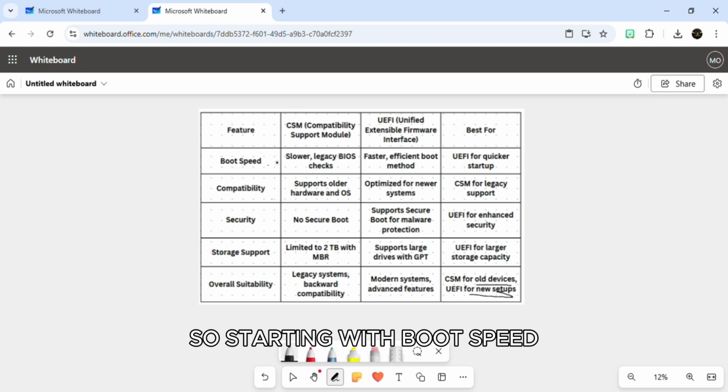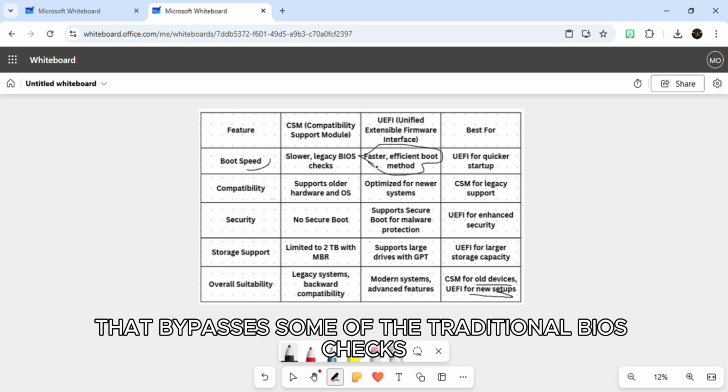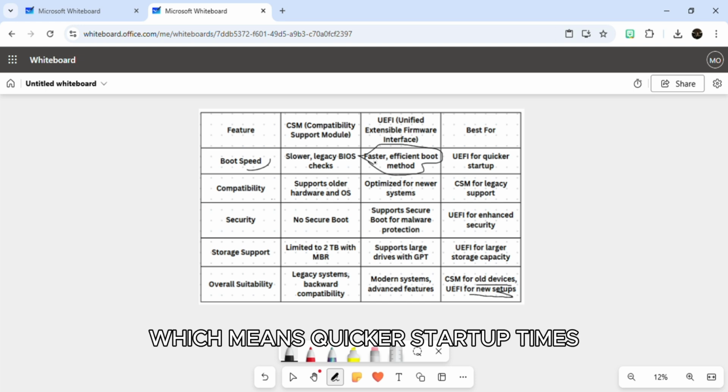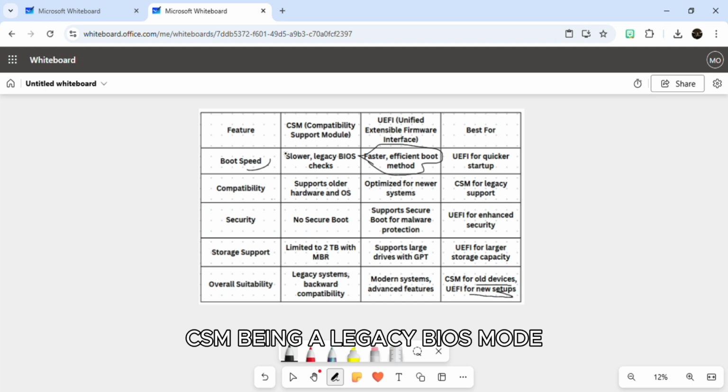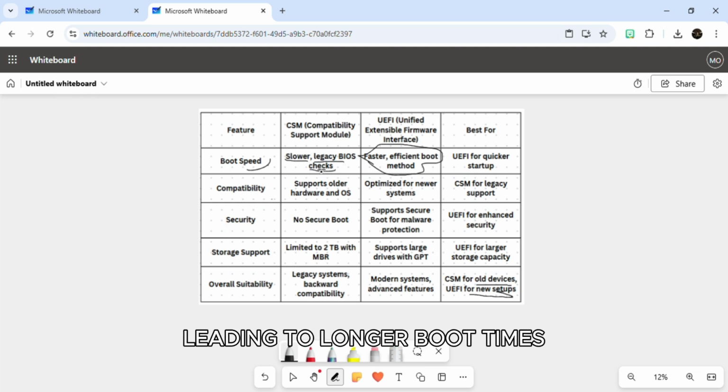So starting with boot speed, UEFI is generally faster. It uses a more efficient boot method that bypasses some of the traditional BIOS checks, which means quicker startup times. CSM, being a legacy BIOS mode, is slower and performs multiple checks, leading to longer boot times.